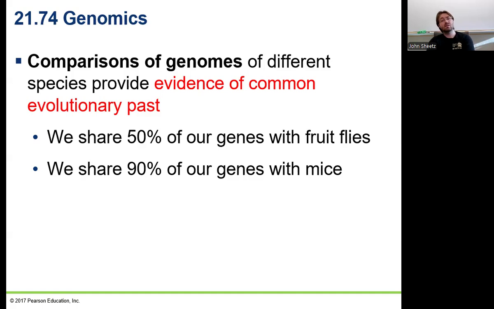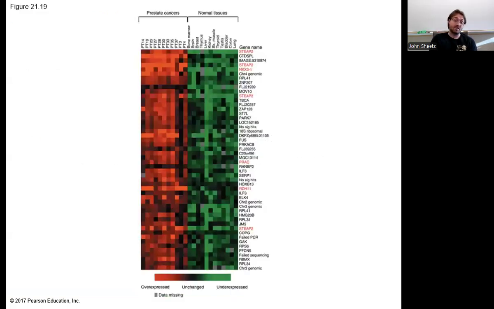One thing we've really realized is a lot of DNA is common to all life. For instance, we share 90% of our genes with mice. They're one of our closest relatives. The rodents are very closely related to primates. And we share 50% of our genes with fruit flies, showing that that is a surprising amount in common.